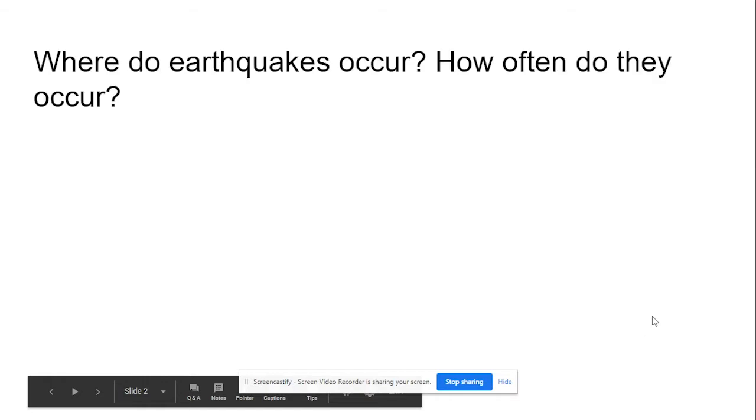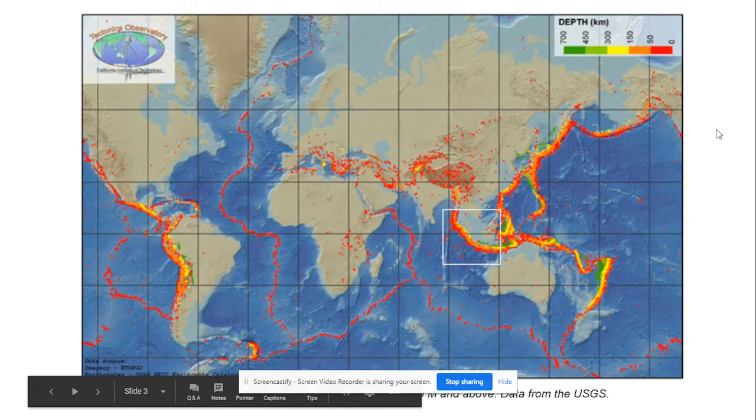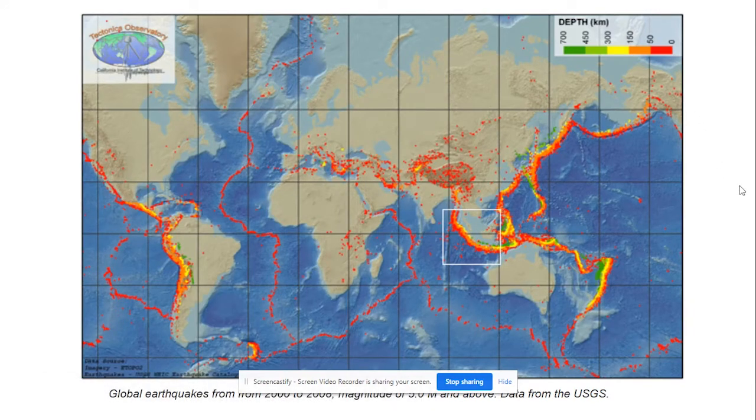Okay, so think for a second. Where do earthquakes occur? How often do they occur? We've had earthquakes here in Ottawa and even fairly recently, but they're pretty minor. You barely feel them. For the most part, earthquakes tend to occur in this pattern. Take a good look at this. This is global earthquakes from 2000 to 2008 that were large in magnitude, above a 5 on the Richter scale.